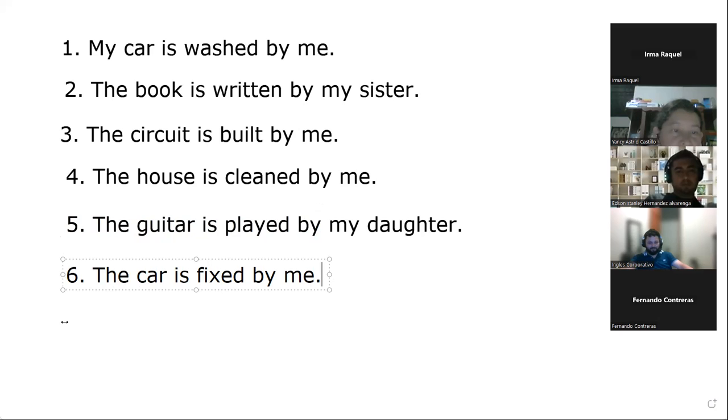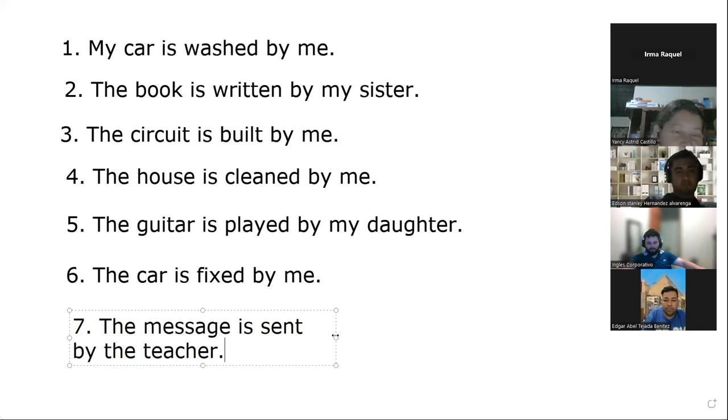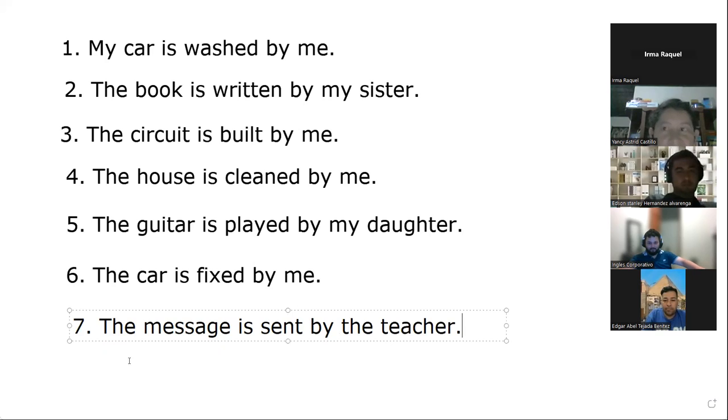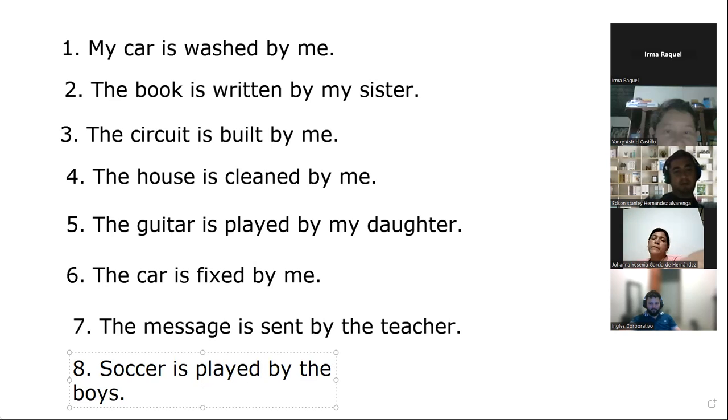Yancy, let's go, Yancy. The message is sent by the teacher. The message, very good, is sent by the teacher. Very good, thank you. All right, Edson. The boys play soccer. That is active, right? And what is the passive voice? Passive version of it. Soccer is played by the boys, right? Okay. Very good job. Good job, right? Very good.